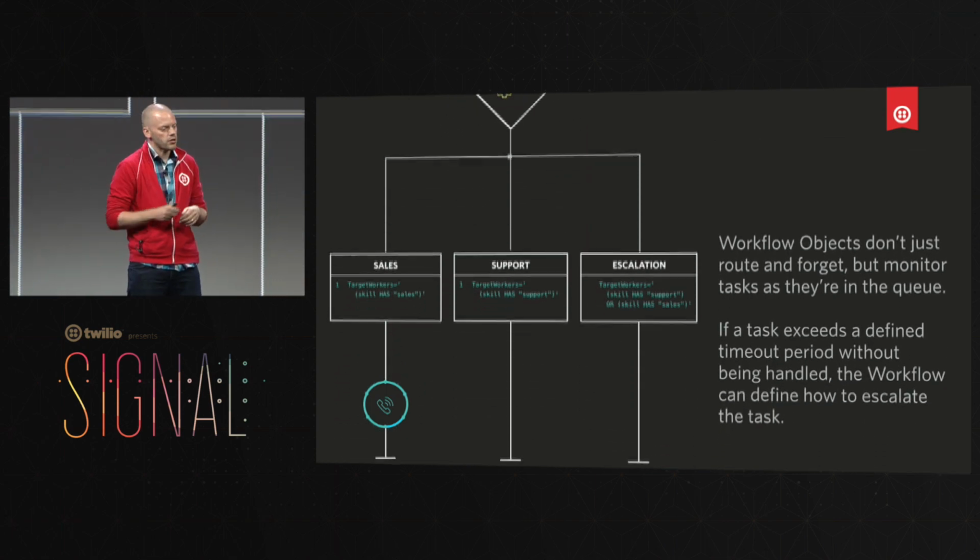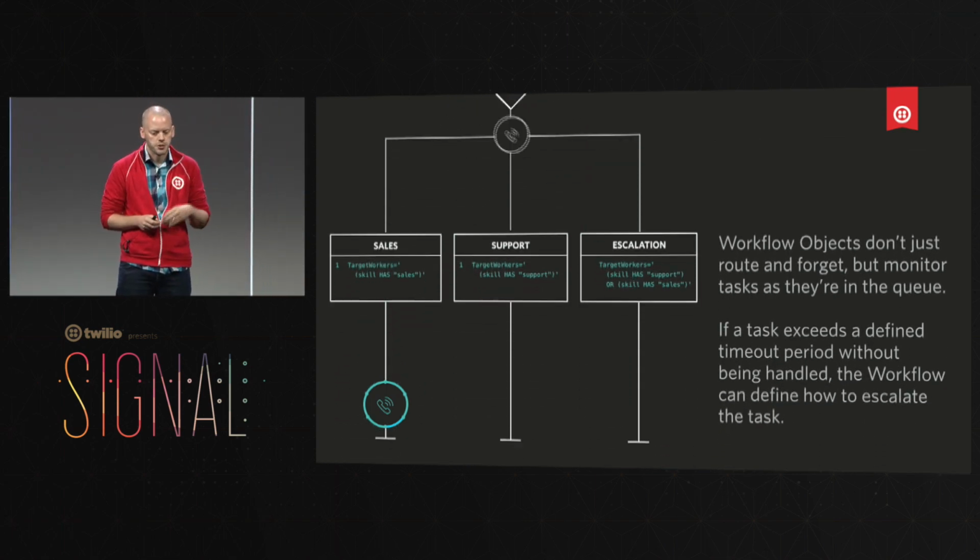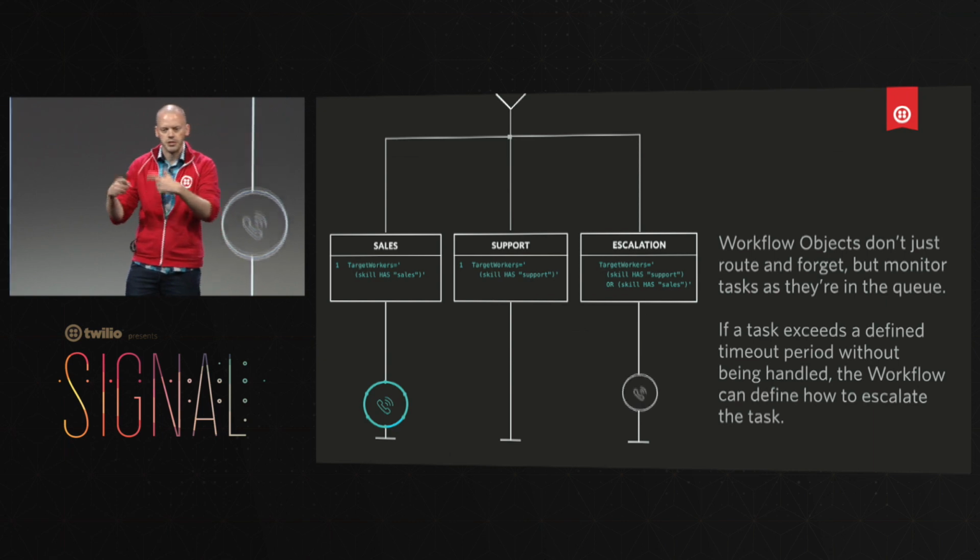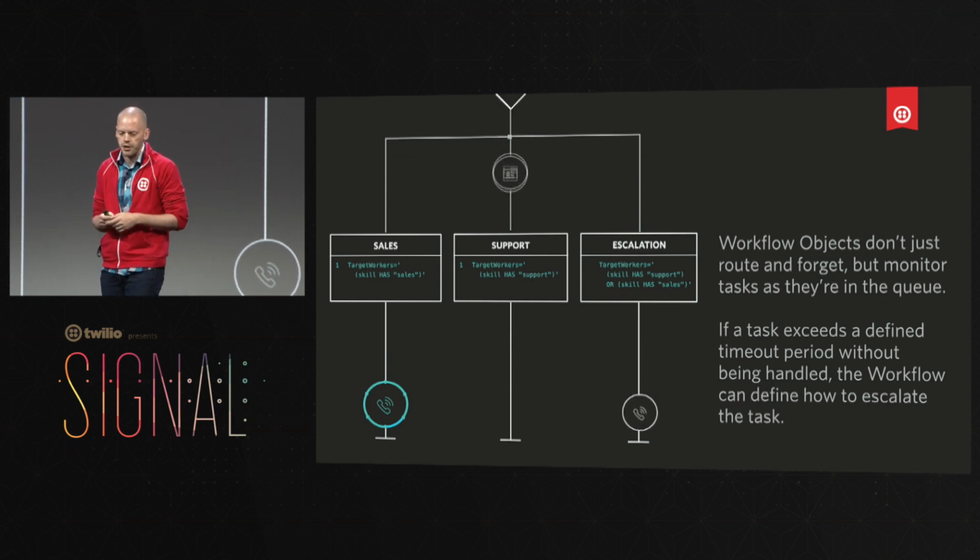So workflow says, okay, the skill required was sales. I'm going to put it in there. And it keeps routing all of the other things that were in the backlog behind it.